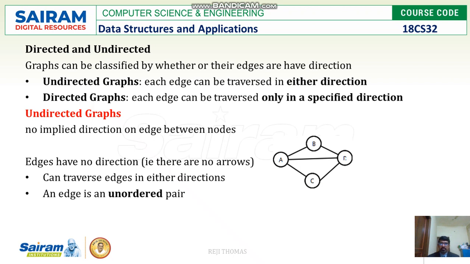You can see an undirected graph on the diagram. There is a path between A to B, and at the same time from B to A there is a path. We can move A to B as well as B to A. So the edges are unordered pairs, which means we can write it as AB or BA, which does not make any difference.